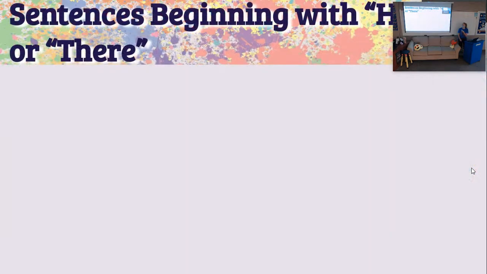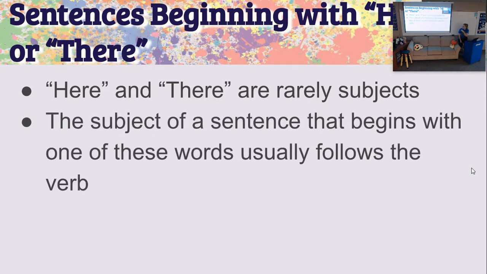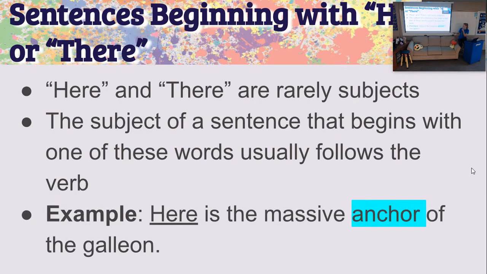Okay, some other tricky sentences that you guys are going to see with identifying the subject and verb are sentences that begin with the word here or the word there. Okay, so here and there are rarely going to be subjects. I would say for the purpose of our class, you're never going to see here and there as a subject, like ever. Okay? The subject of a sentence that begins with one of these words usually follows the verb. So again, these are going to be inverted sentences.